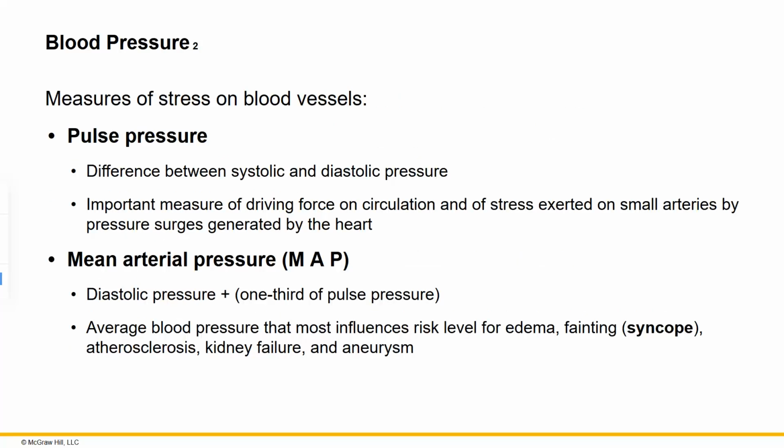Pulse pressure is the difference between the systolic and diastolic pressure, an important measure of the driving force on circulation and of stress exerted on small arteries by pressure surges generated by the heart. Mean arterial pressure is the diastolic pressure plus 1/3 of the pulse pressure. It is the average blood pressure that most influences the risk level for edema, fainting, also known as syncope, atherosclerosis, kidney failure, and aneurysm.